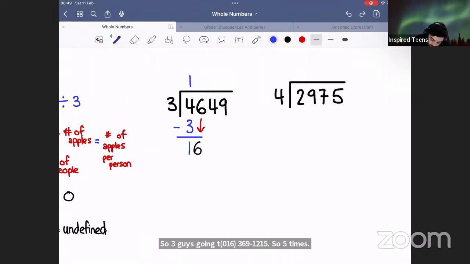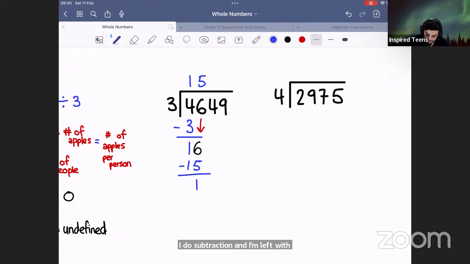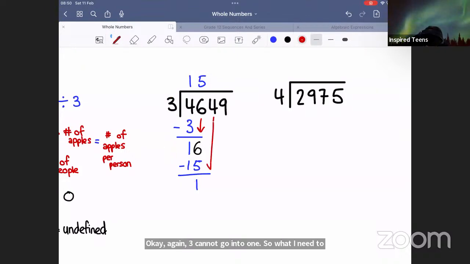And to calculate the remainder, I say 5 times 3 and write it beneath 16. 5 times 3 is 15. I do subtraction and I'm left with 1. Again, 3 cannot go into 1. So what I need to do is bring this guy down, the 4. When I bring the 4 down, it becomes 14.